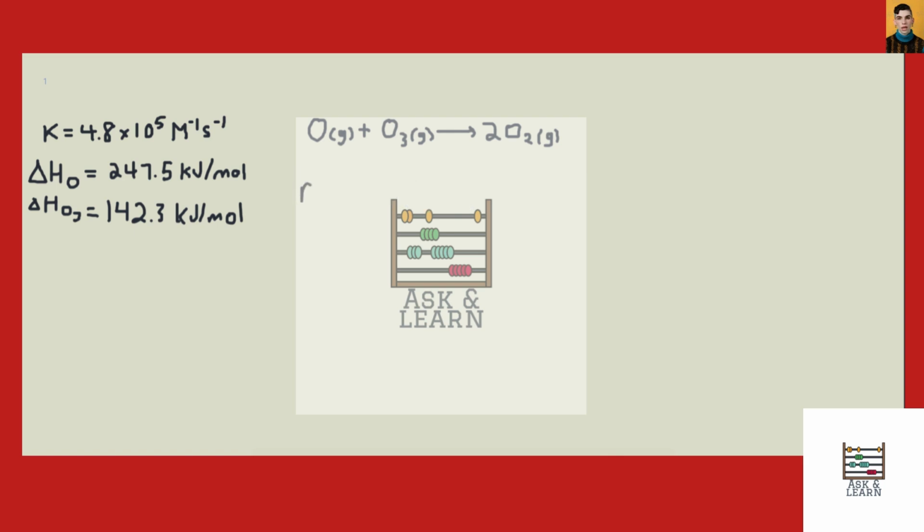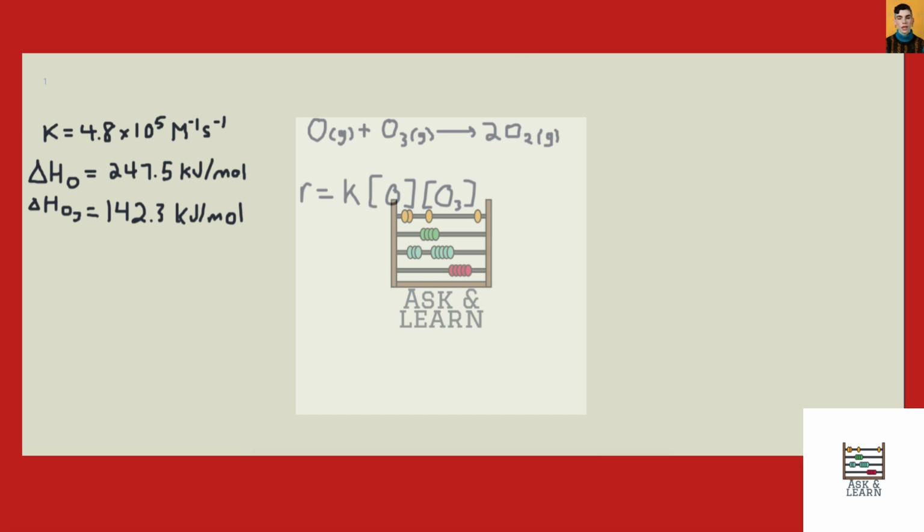So we have two reactants here, oxygen atom and ozone. Each is going to be first order so that their units can cancel out. So we can write the rate, I'm just going to denote this R, equals k times the concentration of O times the concentration of O3. The exponents for each are going to be 1.